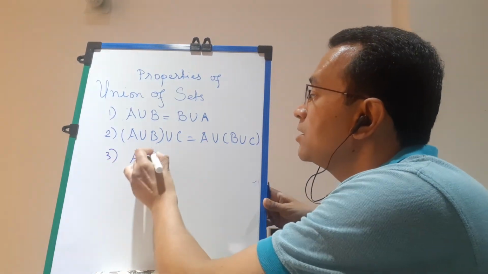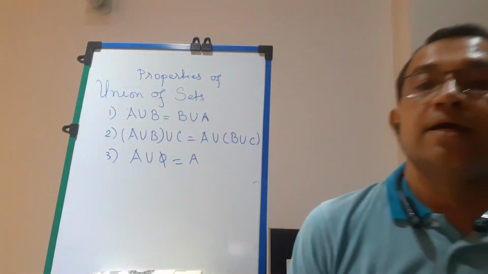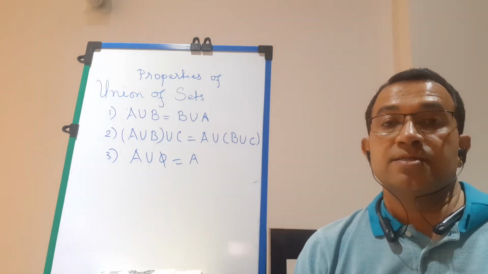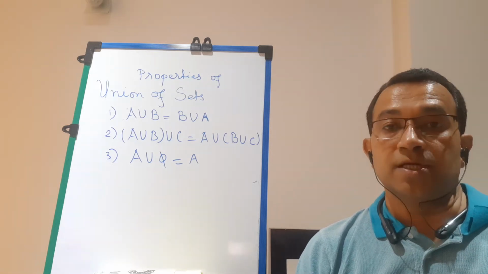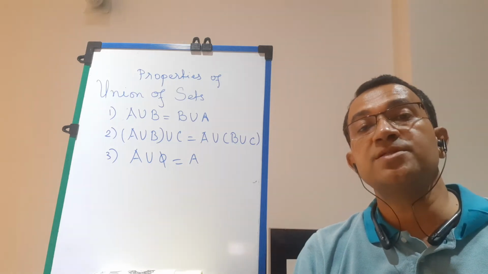Then students, A union null set is equal to A. So this is the existence of identity element. Null set is identity element for union. You take union of any set with null set, the answer will be the same set.